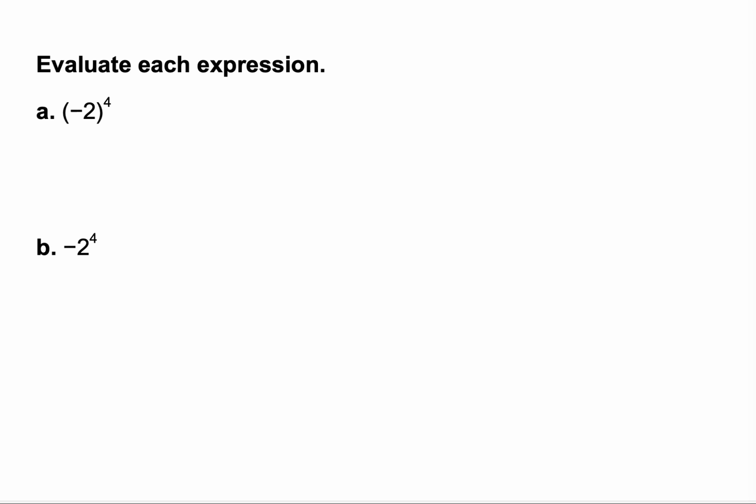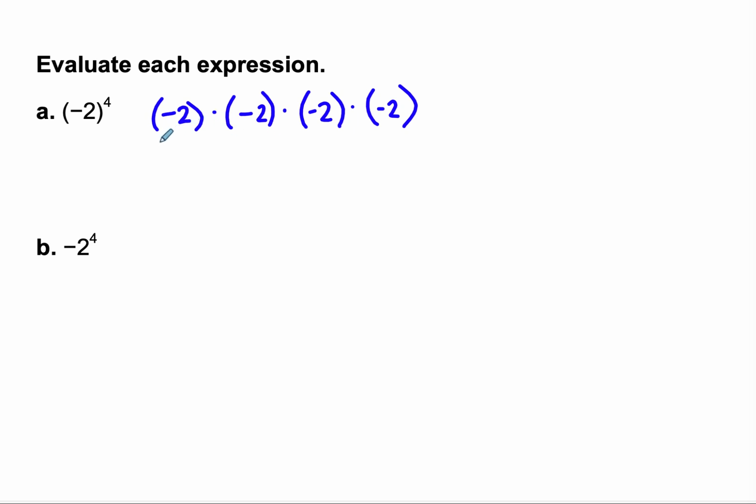All right, let's take a look at our next type of problem. Evaluate each expression means to solve it and find an answer for it. All right, so (-2) to the 4th power. This is what I was mentioning before. Parentheses are very important with exponents. It makes a difference in what we do. So here we have (-2) to the 4th power, and because -2 is in the parentheses, that's what's getting multiplied every time. -2 times -2 times -2 times -2.